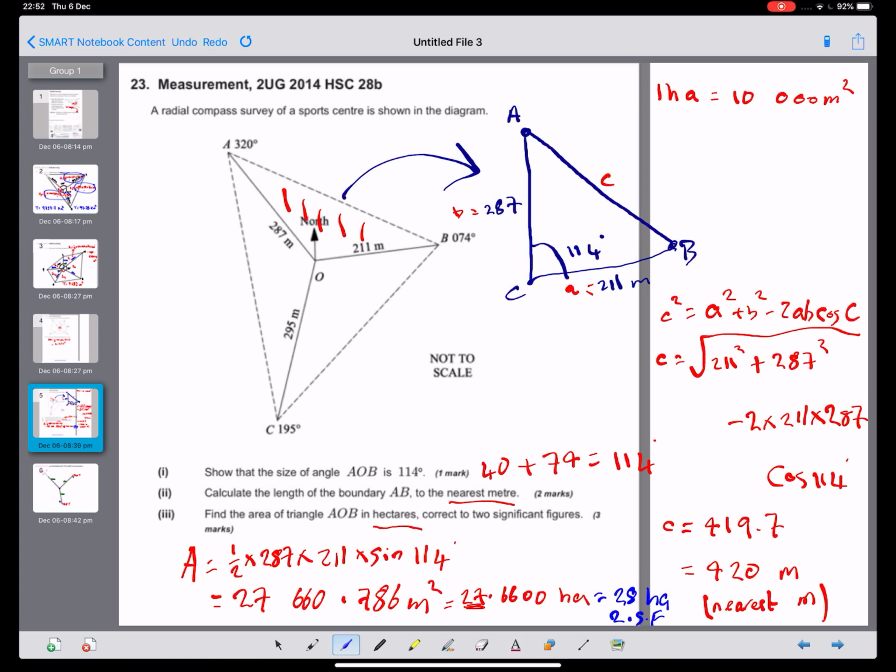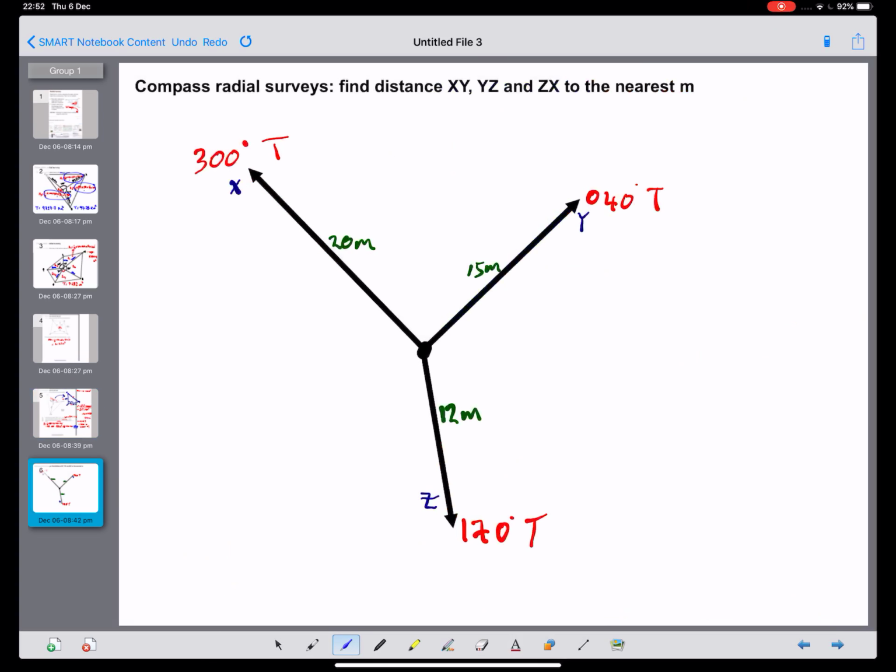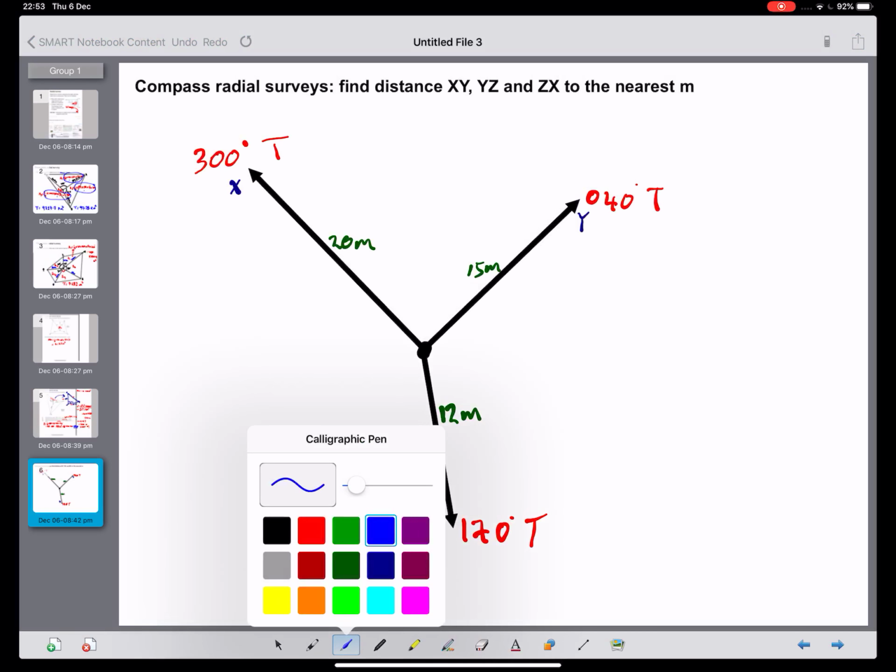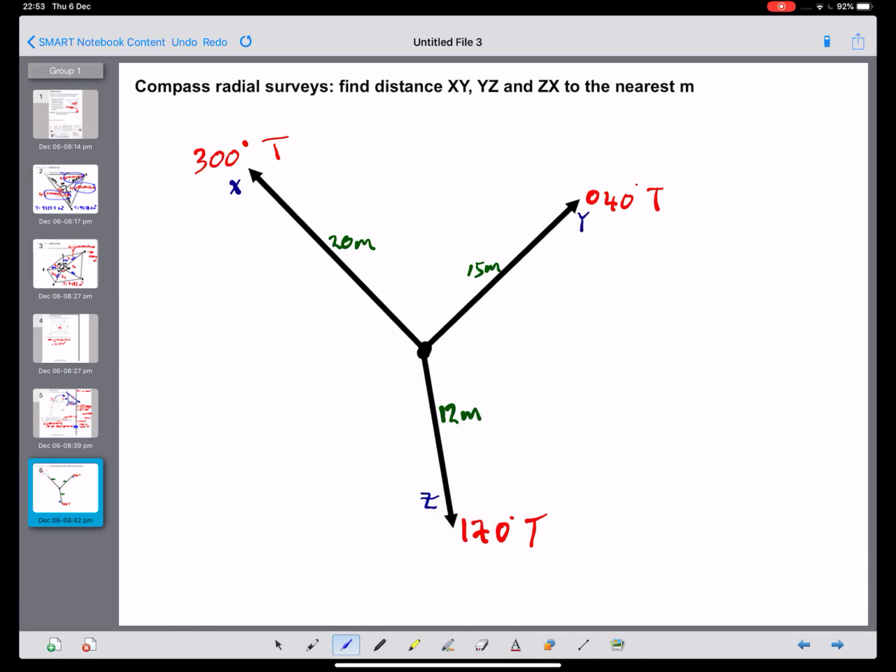Okay, so final question. Okay, pause the video and see if you can find the distances. Okay, so let's have a look at this question. Okay, so I'm just going to change the colour for a bit of variety. So we're looking at this shape here.